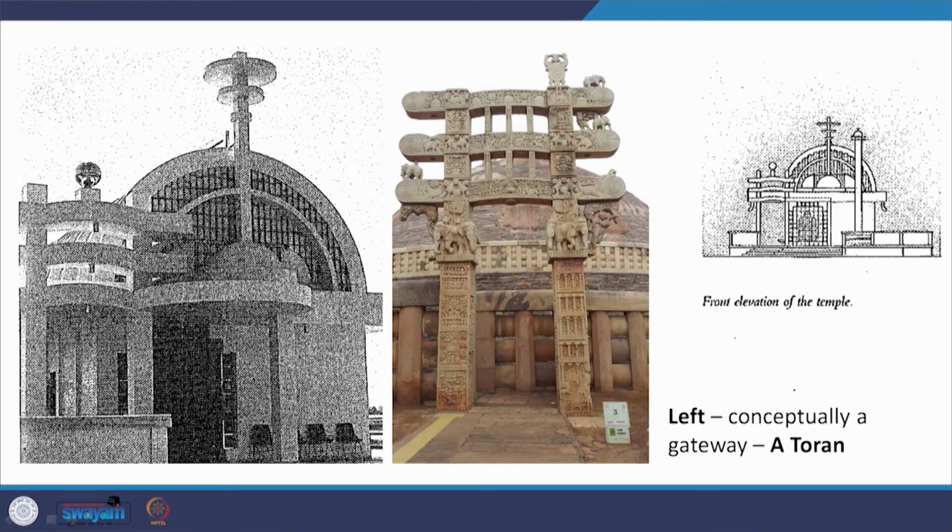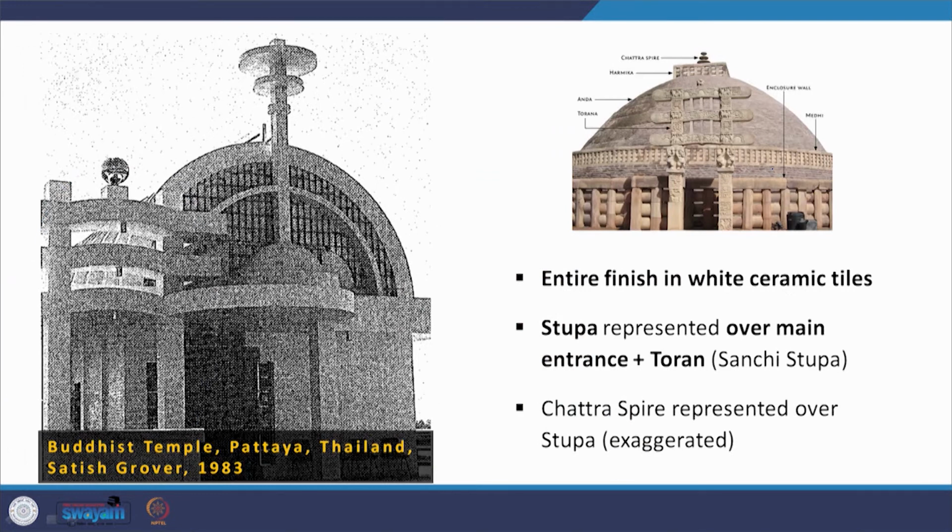Now on the left is conceptually a gateway, that is the Toran that you see here in the Sanchi Stupa, and this is the Toran here that he has provided off axis to the Buddhist pavilion. It's there. And then the entire finish is in white ceramic tiles, so that would be a modern material. The stupa, where is the stupa? It's here.